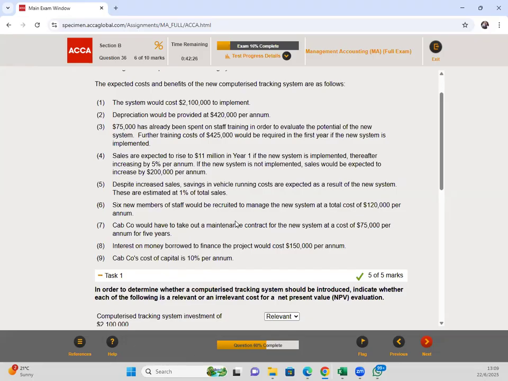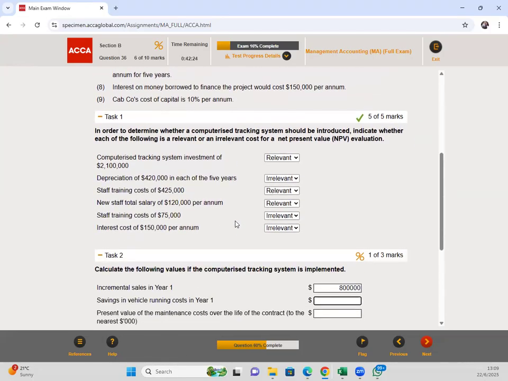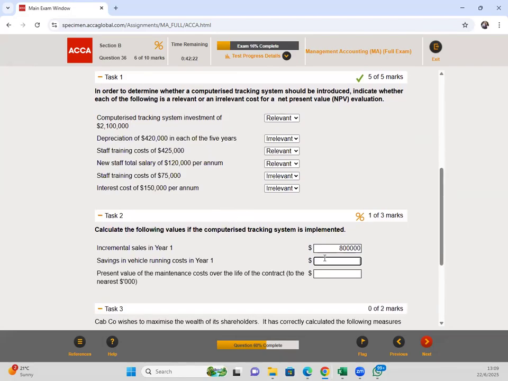So this one is an easy one. They've said the savings are 1% of the sales. So if the new system is introduced, the savings will be 1% of 11 million. 10% we remove one zero, 1% we remove two zeros. So that's about 110,000. So you just calculate the 1% of the sales.